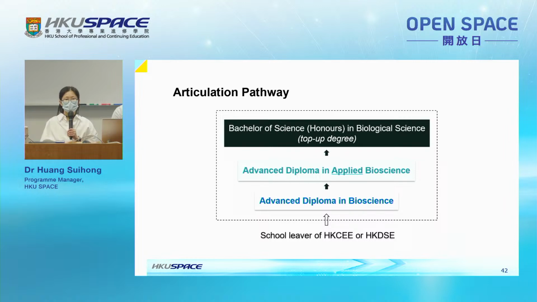As shown in the diagram here, if you are a school leaver or of Hong Kong CE or Hong Kong DSE, we would recommend you start with the advanced diploma in bioscience and then move into the advanced diploma in applied bioscience. However, if you have some knowledge in biology, or you come from another science field, such as nutrition or biochemistry, then you may be able to enroll directly into advanced diploma in applied bioscience.